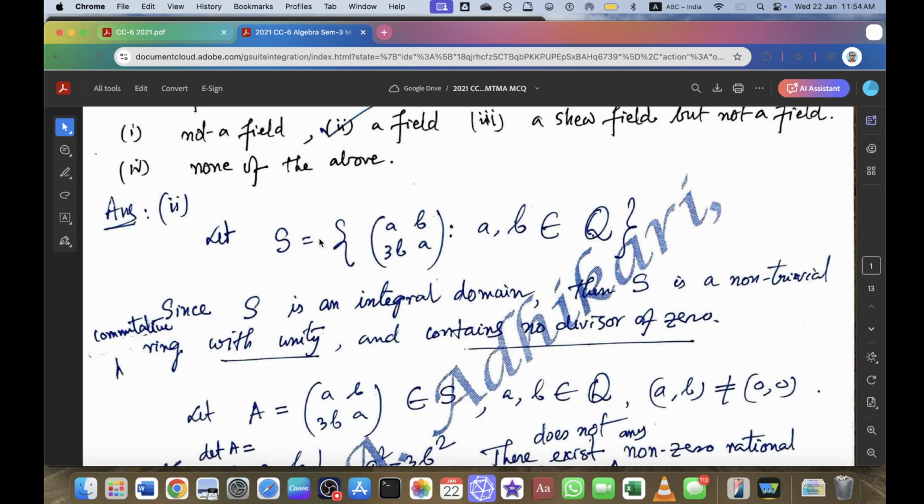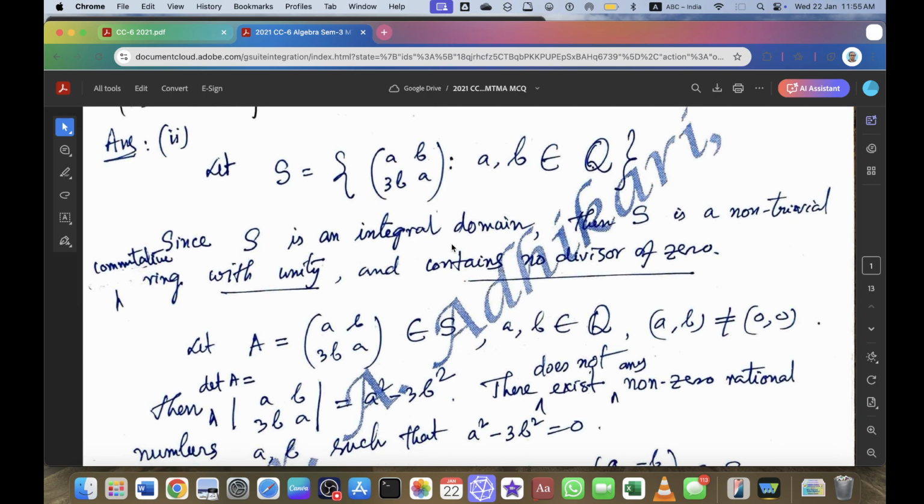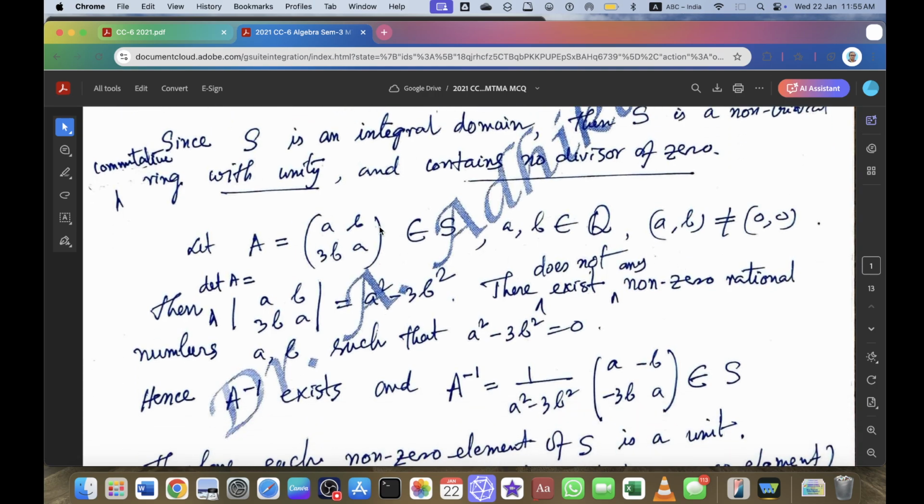Let S be the set of all those 2 by 2 matrices [[a, 3b], [b, a]], such that a, b belong to rational numbers Q. Since S is an integral domain, S is a non-trivial commutative ring with unity and contains no divisor of 0. Let A be the matrix [[a, 3b], [b, a]]. This 2 by 2 matrix belongs to S, and a, b belong to Q, such that the ordered pair (a, b) is not equal to (0, 0).